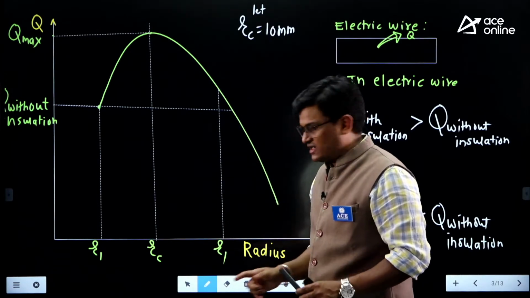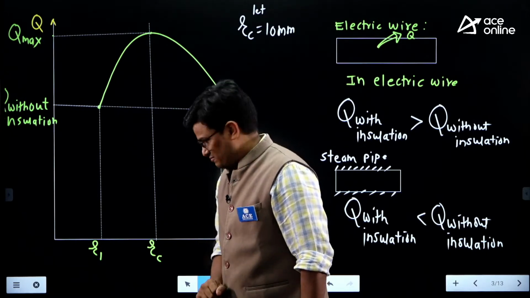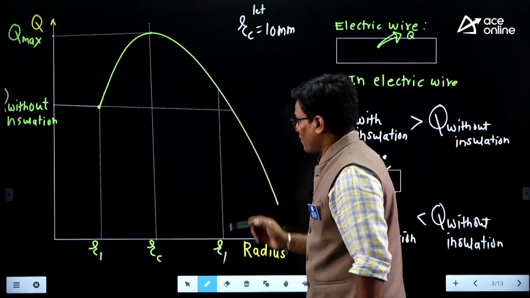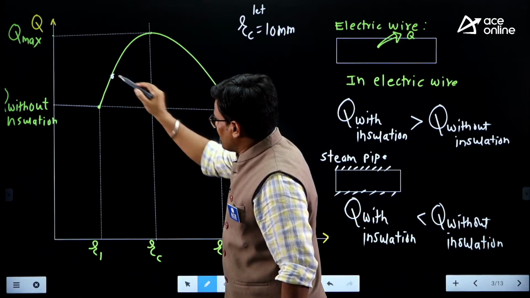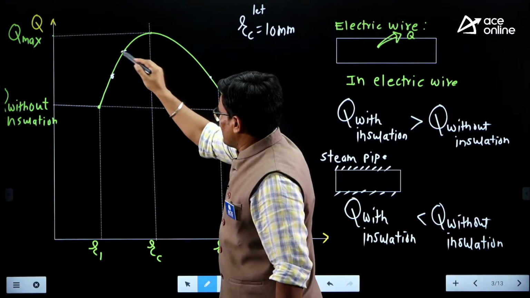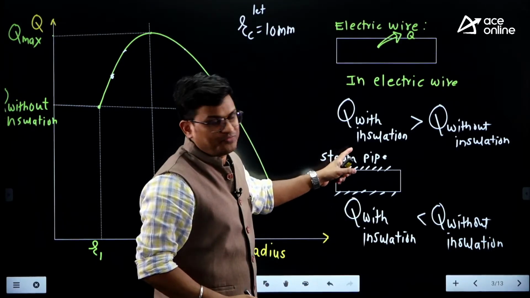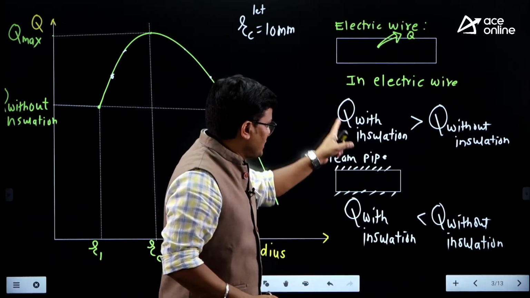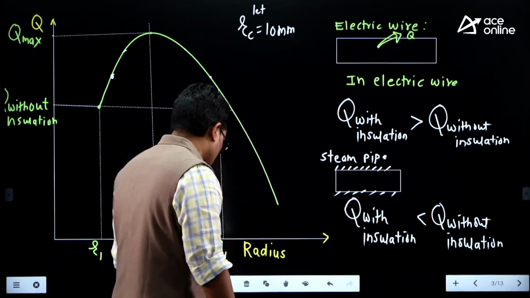Generally students think that we should always manufacture less than RC for electric wire. It's not correct. Whether you manufacture here or here, ultimately this condition has to be satisfied. So what is this condition? Q with insulation greater than Q without insulation. This condition we have to satisfy.